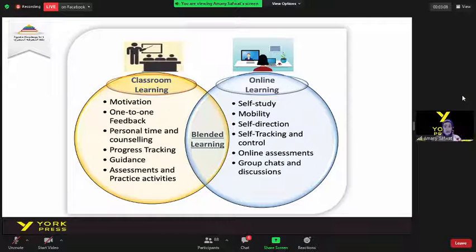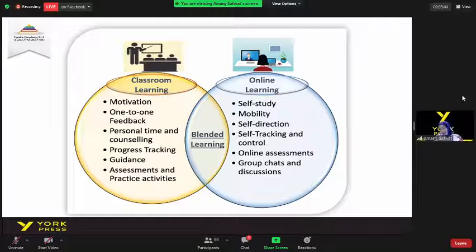Progress tracking. Although this can be done online, till now, we are not that interested in having online progress tracking. So in your class, you can easily track the progress of your students. And of course, you can offer them guidance, and it's easy to give them many assessments and practice activities. And these activities are very important, as you know, in the learning process to make it fun and memorable.